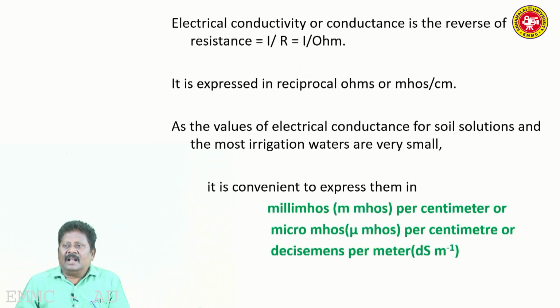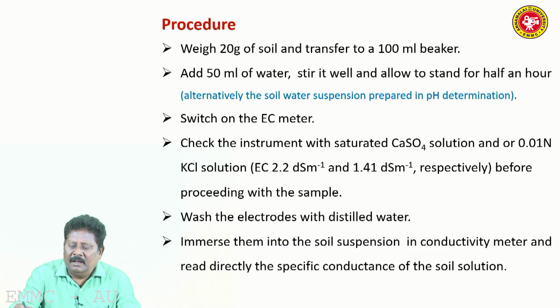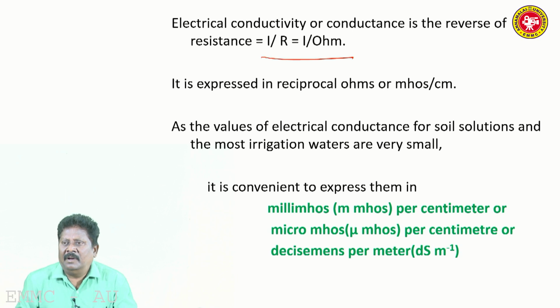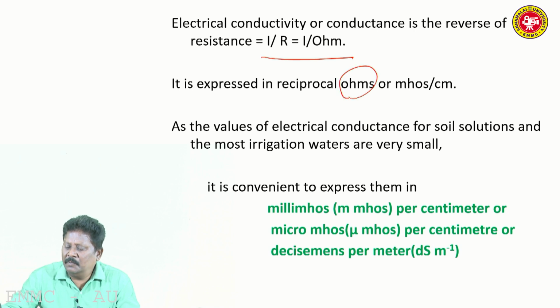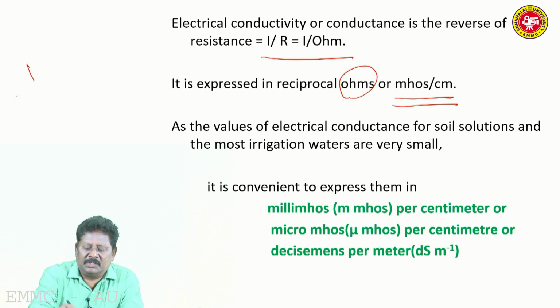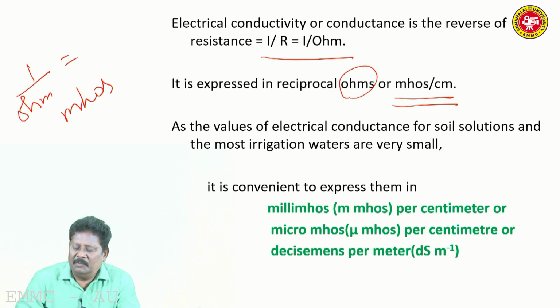Electrical conductivity or conductance is the reverse of resistance. So, already we saw that resistance and conductance are opposite. More the resistance, less will be the conductance. So, the conductance is the inverse of resistance, 1 by R. The reciprocal of ohms, 1 by ohm, is mhos. The unit of measurement is mhos.